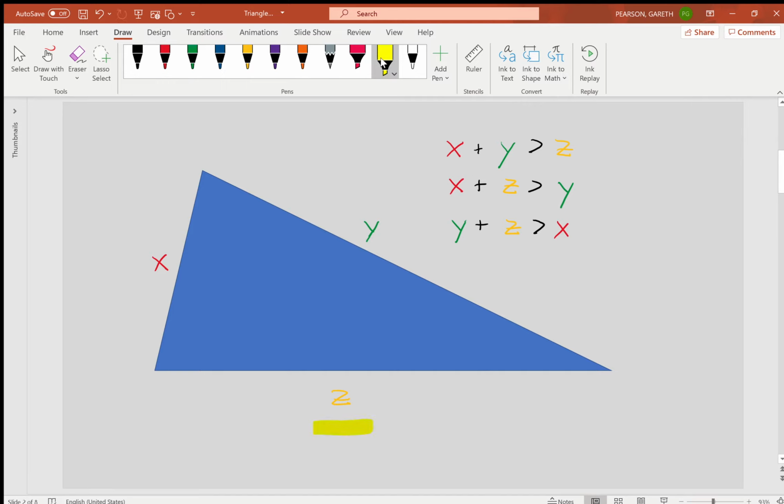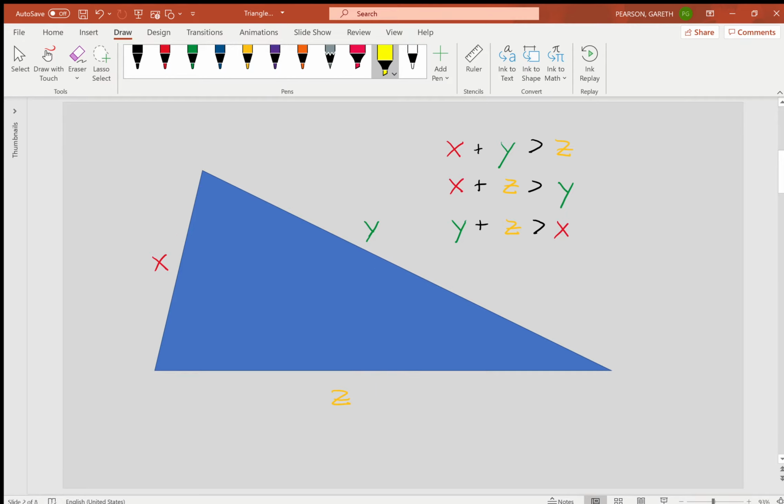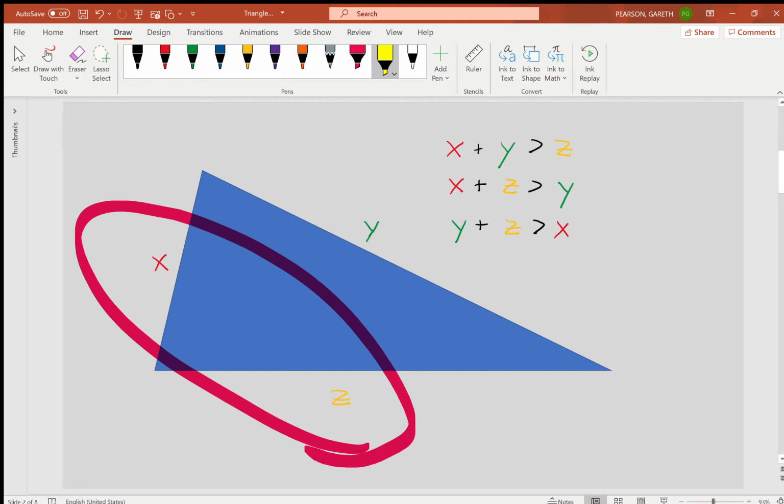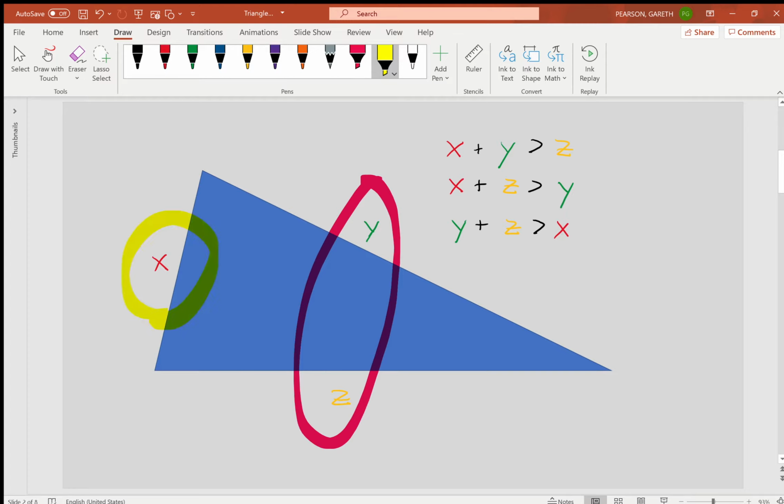The triangle inequality theorem basically says if you take any two sides of a triangle and you add them up, it has to be bigger than the remaining side. So x plus y has to be bigger than z. Then if you were to take x plus z, the x plus z must be bigger than y. And then finally, if you were to take y plus z, that has to be bigger than x. That's pretty much what the triangle inequality theorem is saying.